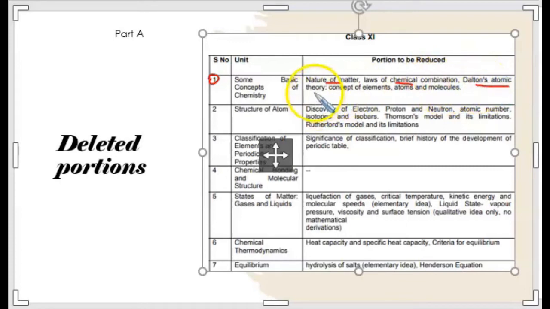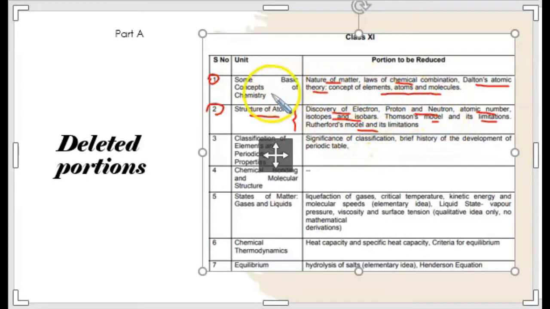Dalton's atomic theory is deleted. The concept of elements, atoms and molecules is deleted. A major portion of this chapter got reduced as per the new syllabus. Coming to the second chapter, structure of atom, almost all the history of the atom got reduced. That means the discovery of electron, proton and neutron, atomic number, isotopes and isobars, Thomson's model and its limitation, and Rutherford's model and its limitation are reduced.